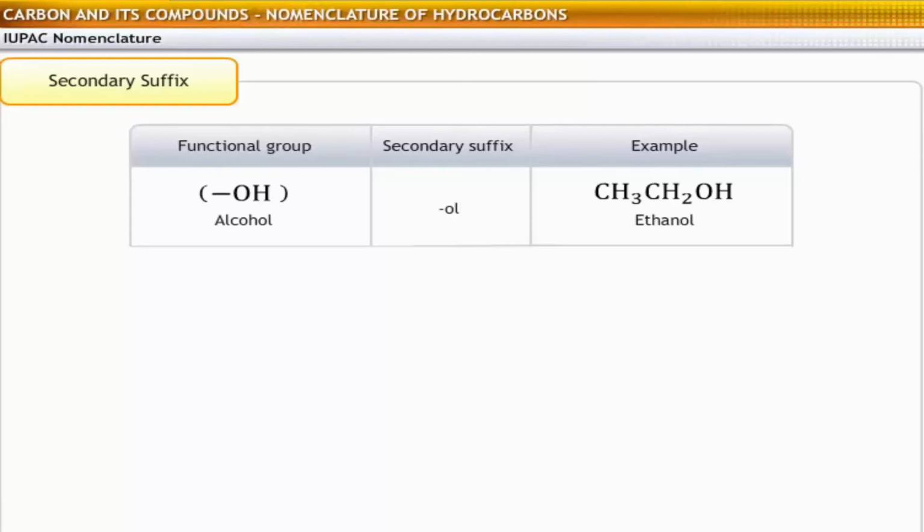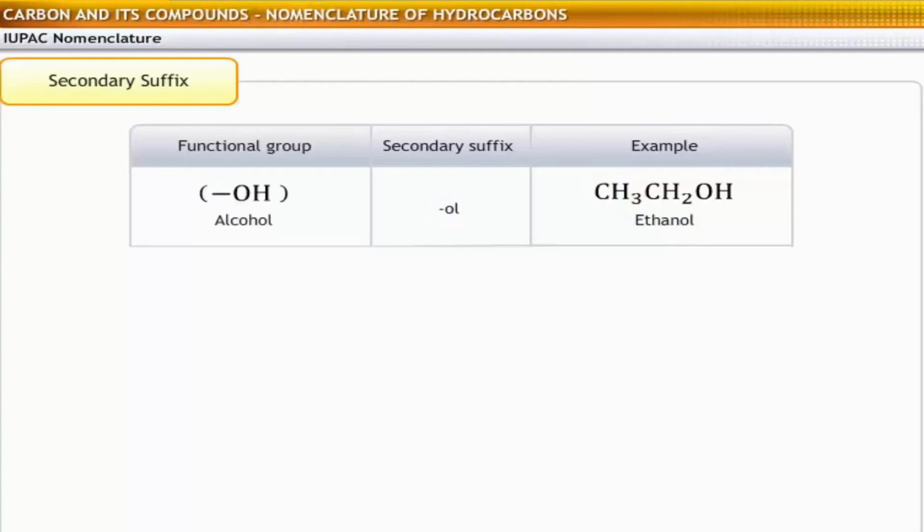For example, a molecule of ethyl alcohol contains 2 carbon atoms, so the root word is eth. It is saturated, so the primary suffix should be -ane. But as there is a functional group OH in the molecule, remove the E from the name of the molecule and add the secondary suffix -ol. Therefore, the IUPAC name of ethyl alcohol is ethanol.